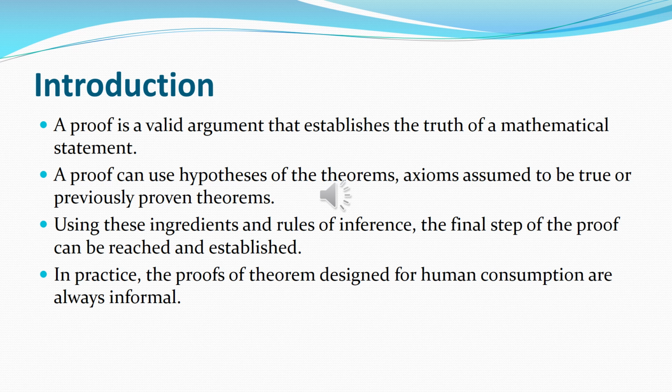A proof is a valid argument that establishes the truth of a mathematical statement. A proof can use hypotheses of the theorem, axioms assumed to be true, or previously proven theorems. Using these ingredients and rules of inference, the final step of the proof can be reached and established. In practice, the proofs of theorems designed for human consumption are always informal.